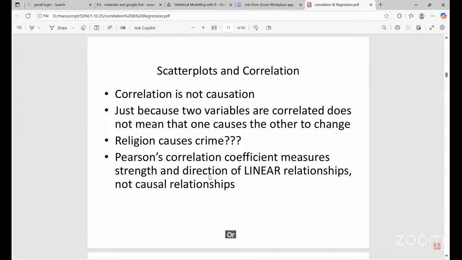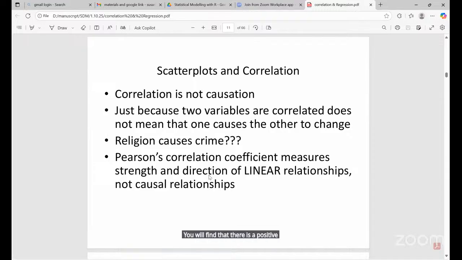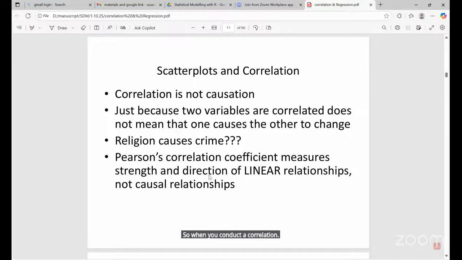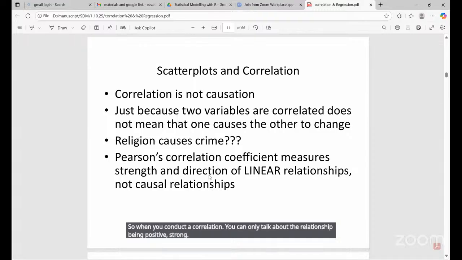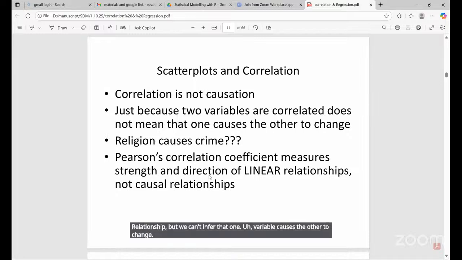Or if we collect information of number of women giving birth in a month from a hospital, and also number of birds around the hospital also laying eggs and hatching, you will find that there is a positive correlation, but those two variables don't cause each other to change. So when you conduct a correlation, you can only talk about the relationship being positive, strong relationship, but we can't infer that one variable causes the other to change unless we conduct an experiment.